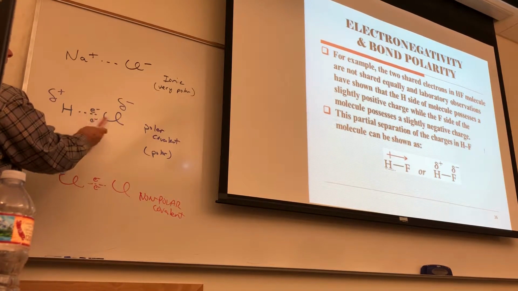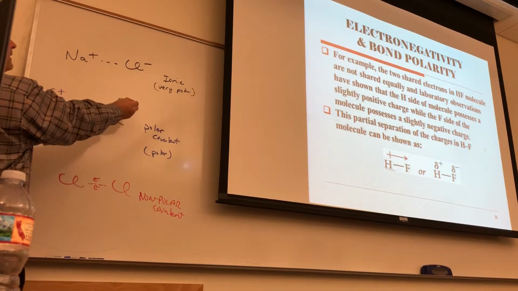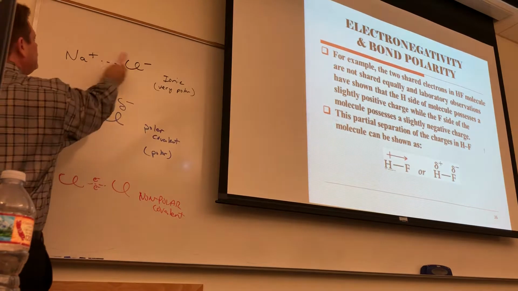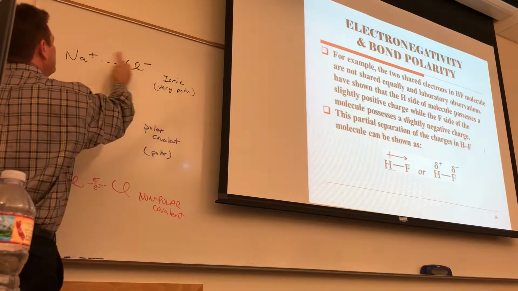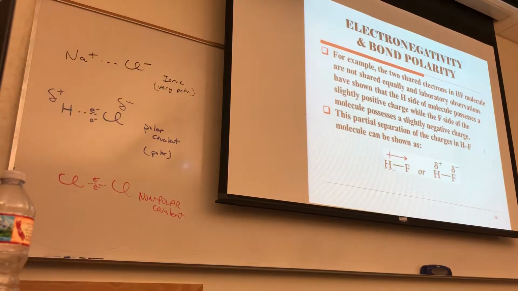Here the electrons are still being shared, but they're being unequally shared where they're favoring the chlorine. Higher electronegativity, partial negative, partial positive, polar covalent. And here I have a complete charge distribution where I have the electron leaving the sodium, going to the chloride, represented by the ions. This is ionic and the most polar. And these are the things that we're discussing in terms of electronegativity and bond polarity.